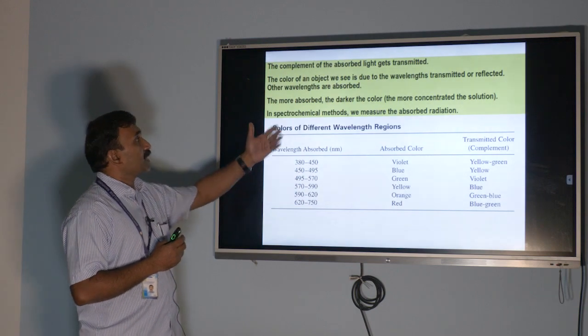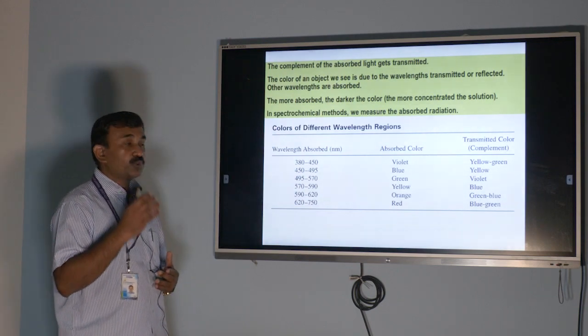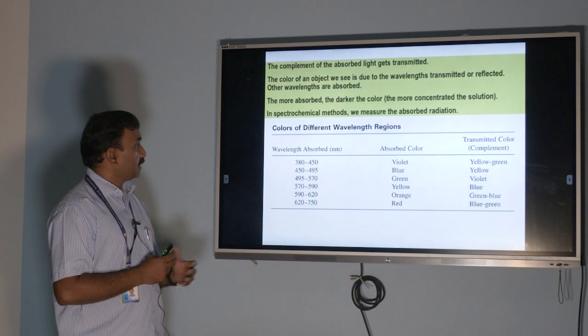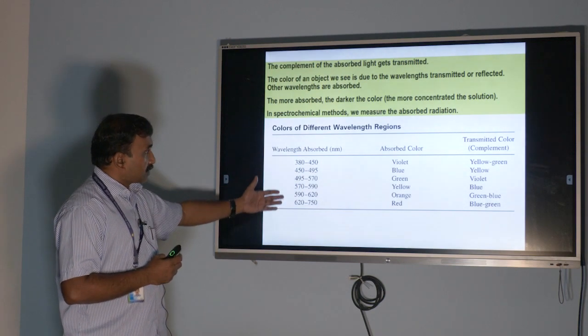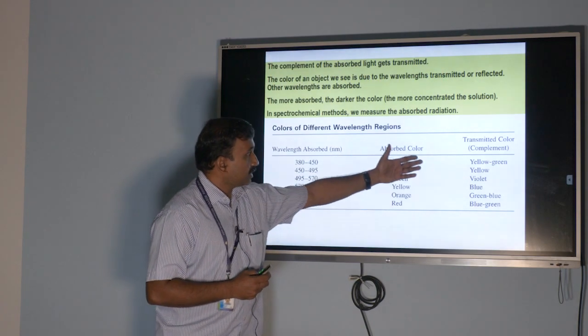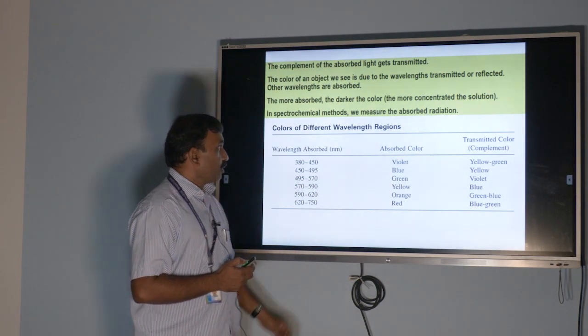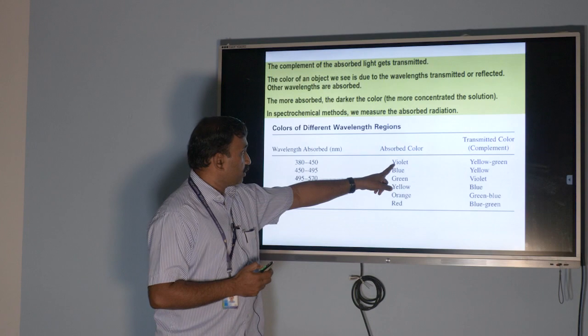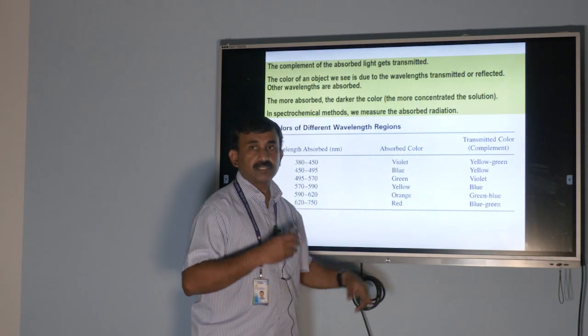So, in spectrochemical methods, we measure the absorbed radiation. This chart shows the wavelength, its absorbed color, and its complement color. So, a particular light is absorbed and its complement color is transmitted.